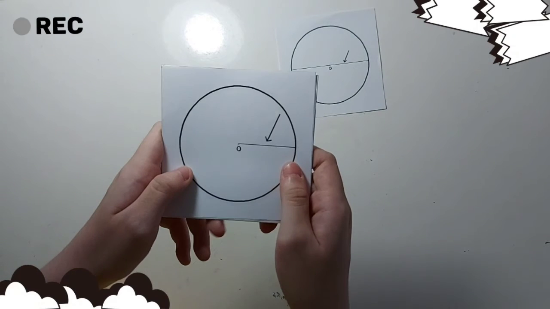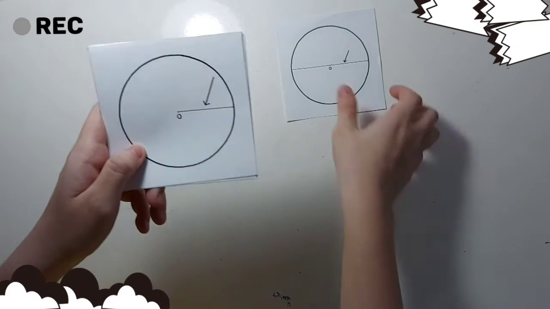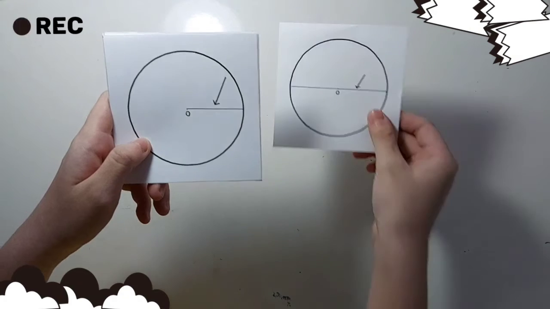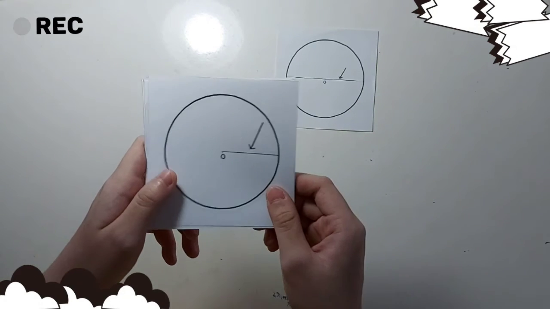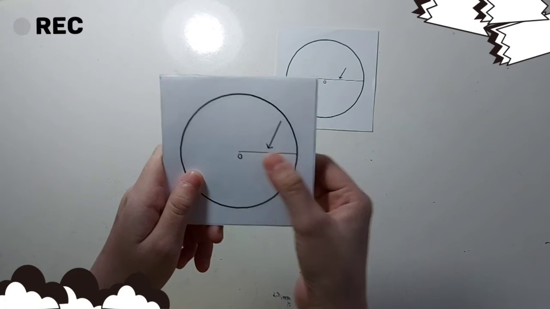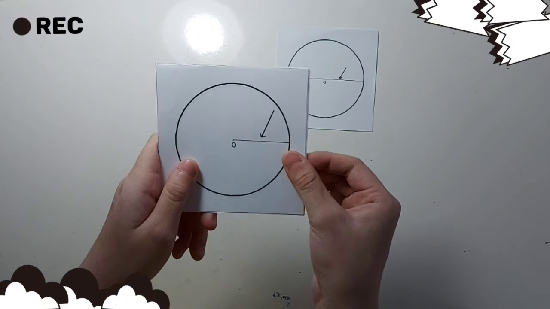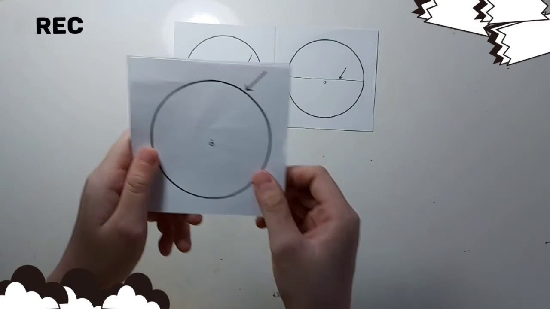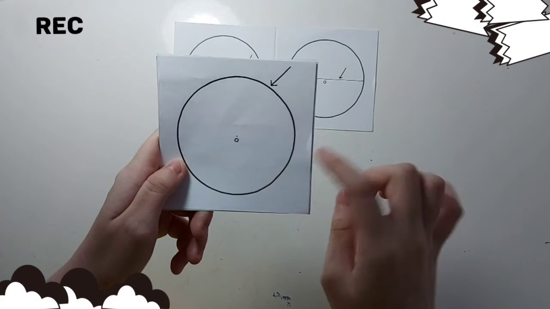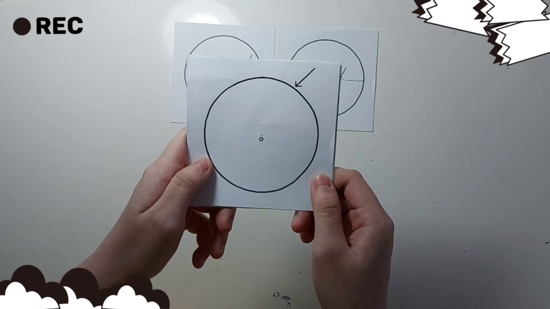And the second is this. This is almost like the diameter, but this is half the size. This is the radius. Radius is a straight line from the center to the side of a circumference. And this is just the perimeter of the circle. This is called the circumference.